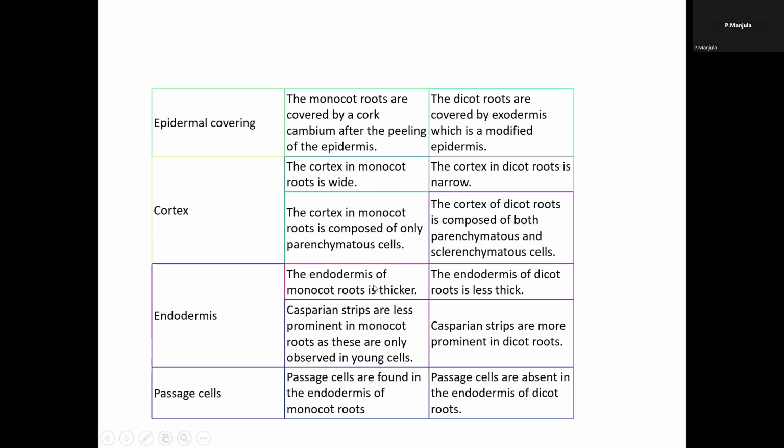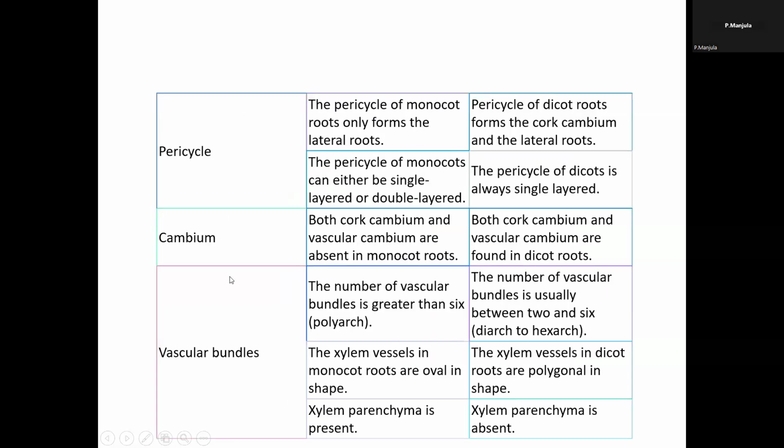Next, endodermis. The endodermis of the monocot roots is thicker, whereas the endodermis of dicot roots is less thick. The Casparian strips are less prominent in monocot roots, as these are only observed in young cells, whereas the Casparian strips are more prominent in dicot roots. The passage cells are found in the endodermis of monocot roots, but these passage cells are absent in the endodermis of dicot roots.